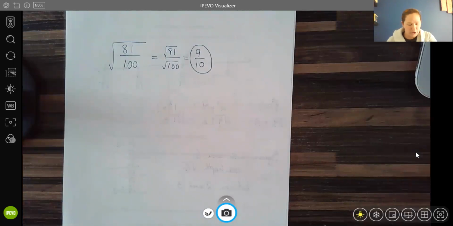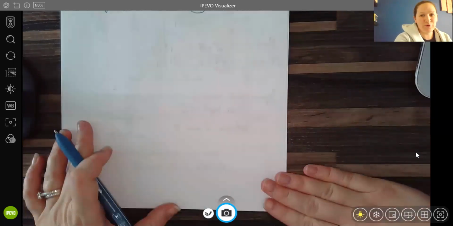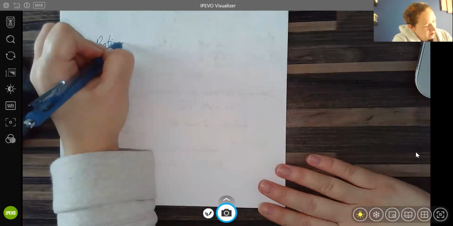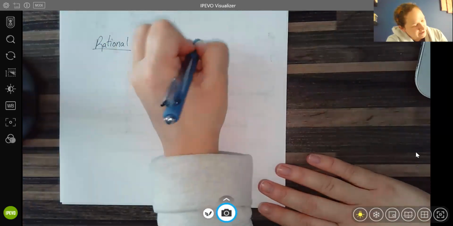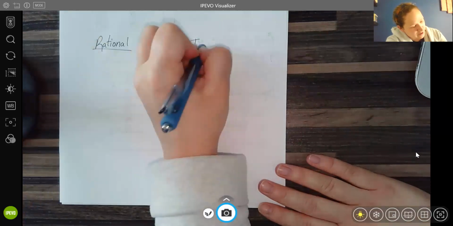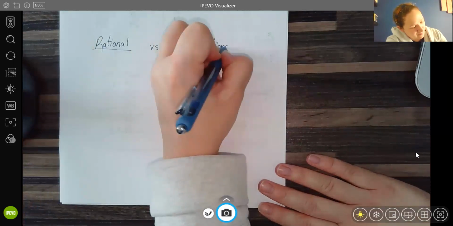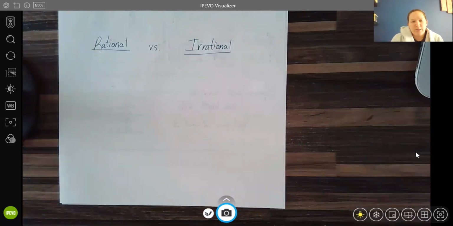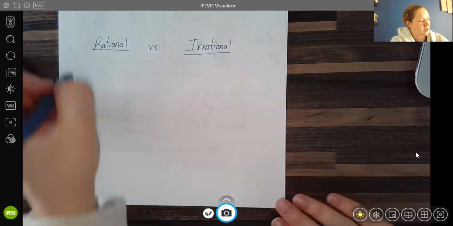The last thing I'm going to show you is rational versus irrational numbers. We are almost finished. And so rational versus irrational numbers, how do you decide? How do you determine, is this rational, is this irrational? And there's two pieces of criteria that I look for when I determine if a number is rational or irrational.